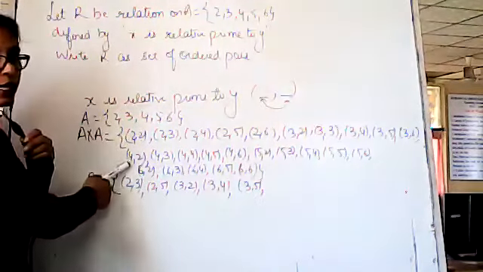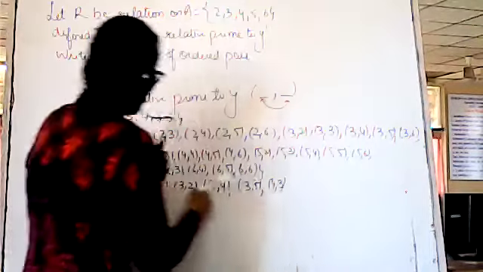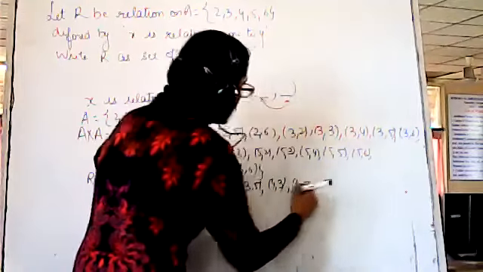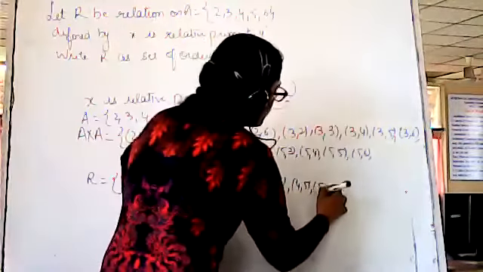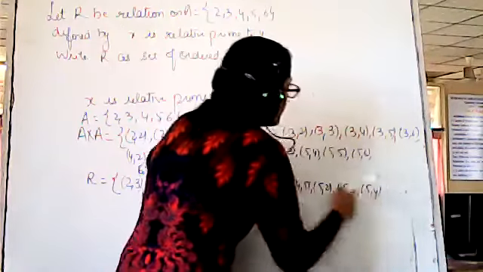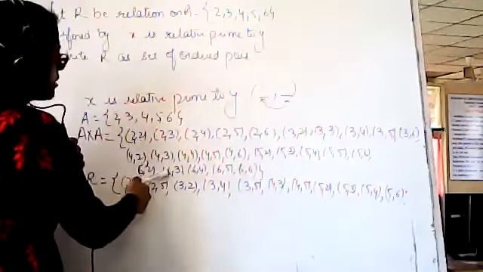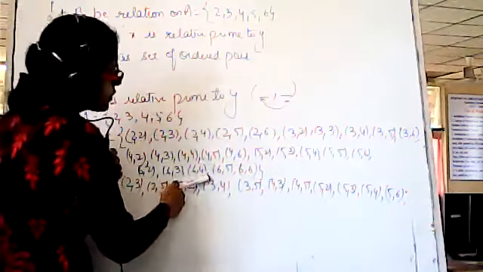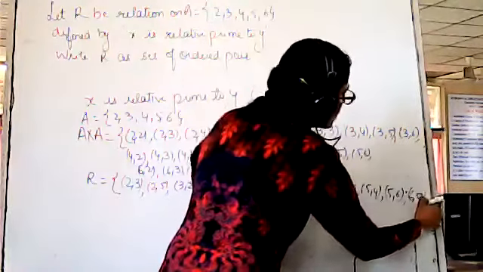4, 2. Again 2 is common. 4, 3. Nothing is common. After that 4, 4. 4 is common. 4, 5. Nothing is common. 4, 6. 2 is common between these two. 5, 2. 5, 3. 5, 4. 5, 5. Common 5. 5, 6. Nothing is common. 6, 2. 2 is common. 6, 3. 3 is common. 6, 4. 2 is common. 6, 5. Nothing is common. And 6, 6.